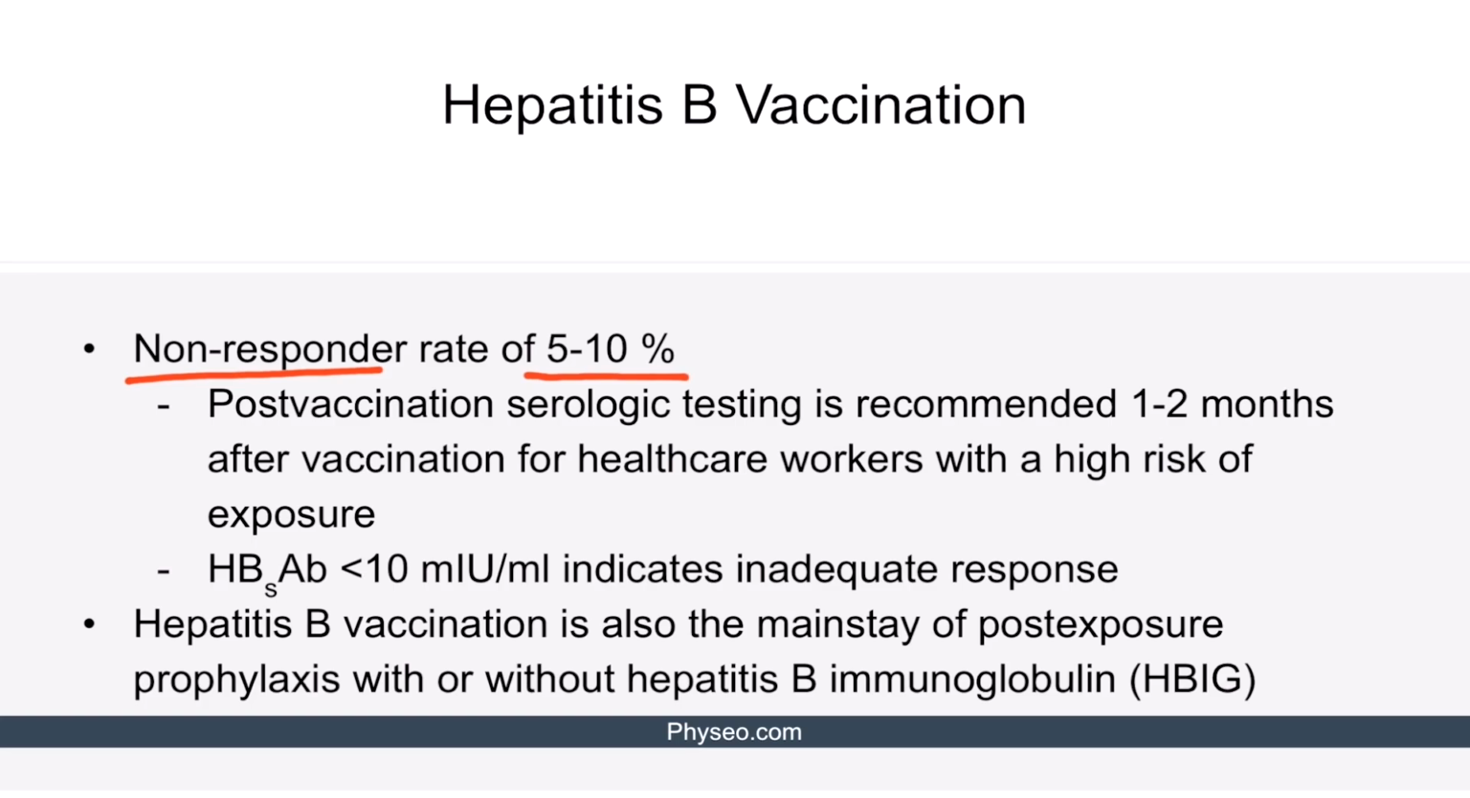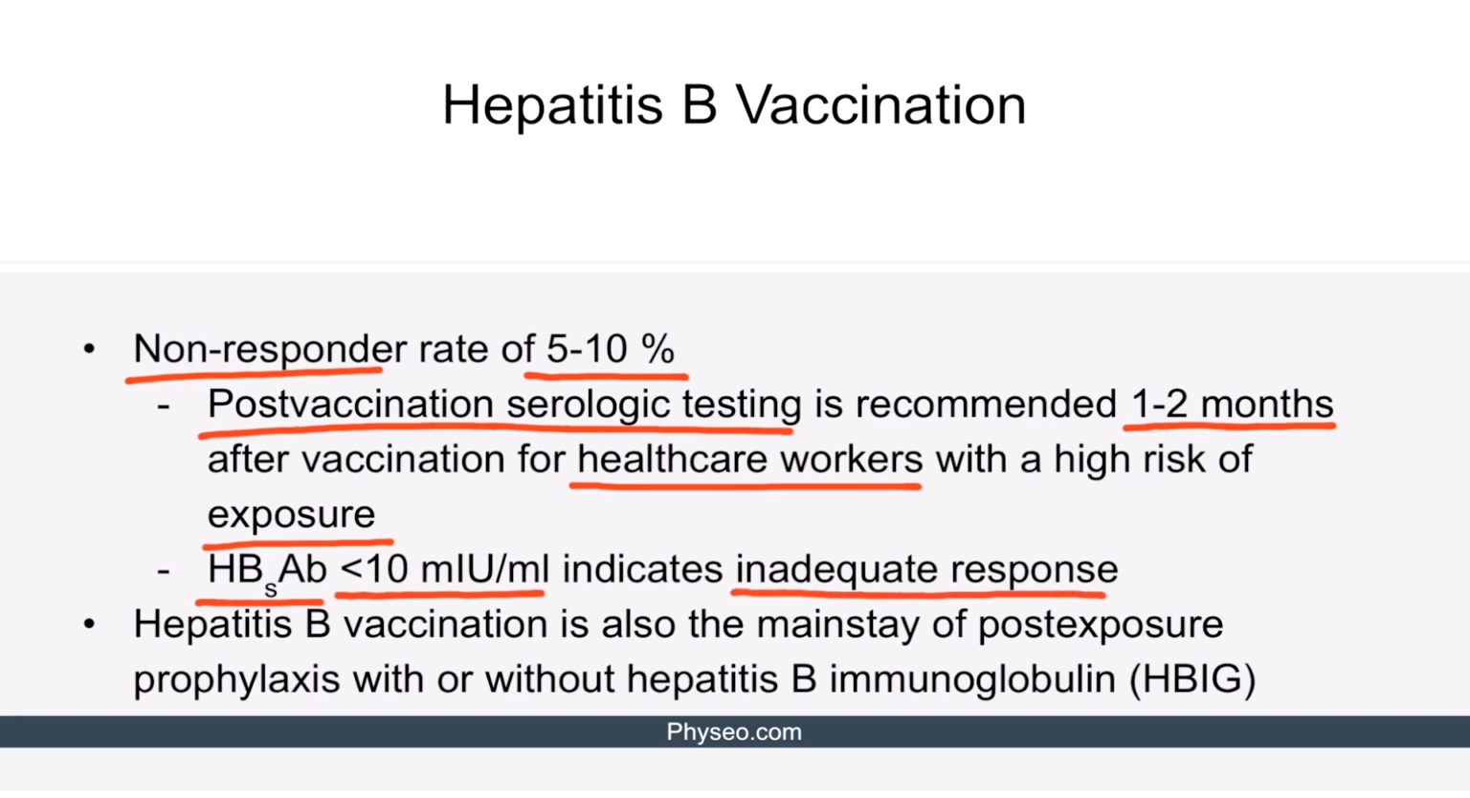These people may need to undergo a repeat hepatitis B vaccination, especially if they have a high risk of exposure, such as healthcare workers. Therefore, post-vaccination serologic testing is recommended 1 to 2 months after completion of vaccination for healthcare workers with a high risk of exposure. HB surface antibody titers of less than 10 indicates an inadequate response.